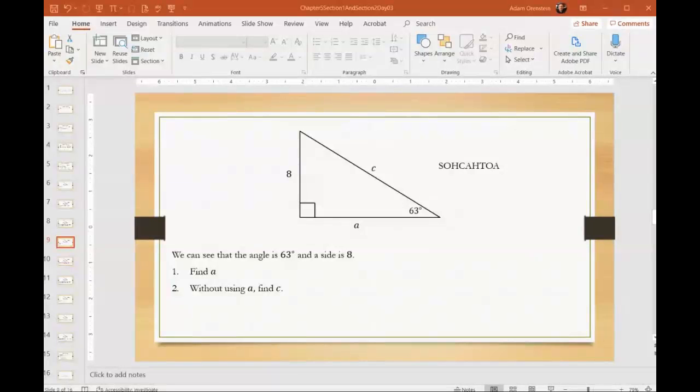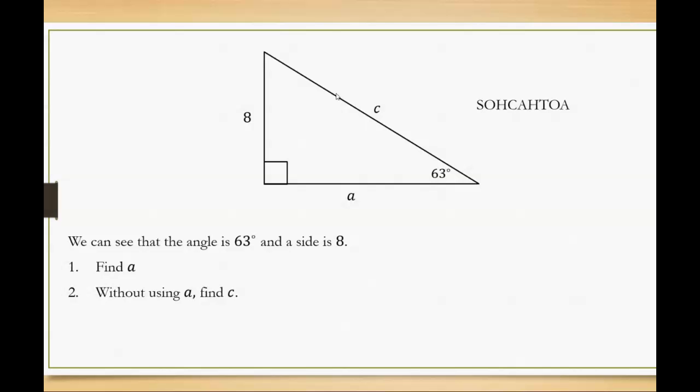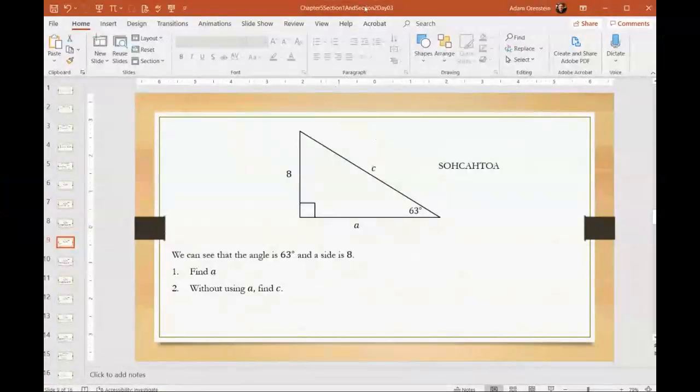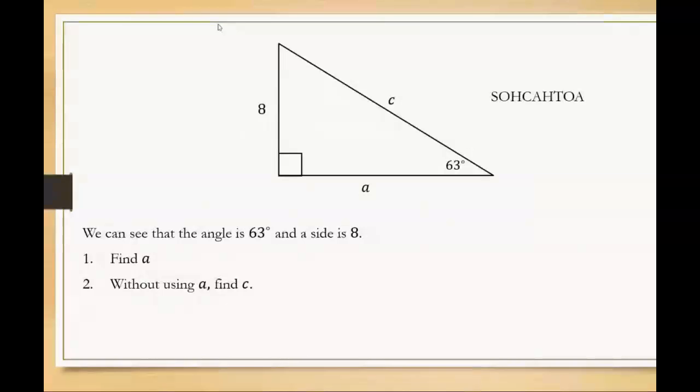All right. So here we have another one. It's a little bit different, but it's the same idea. Namely, we have the angle, which is 63 degrees. Now here, though, the side we're given is the opposite side, and we want to figure out the other sides. So first, let's figure out what A is, and then without using A, we're going to figure out C.